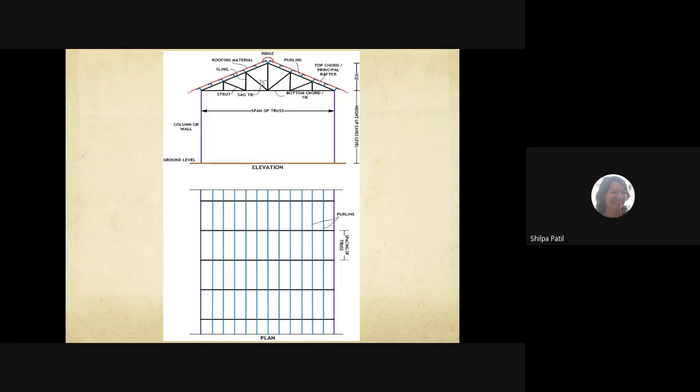And then only each and every member will get subjected to axial force. Otherwise, each and every member will get subjected to bending also, moment also, shear force also. That we want to avoid. And hence, always the load is transferred on the truss at the joints.